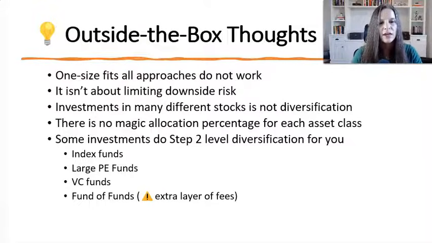Also, there is no magic allocation percentage. I know a lot of people want to know, what should I put in real estate? What should I put in stocks? What should I put in bonds? There is no magic number to that. A lot of it is different. Again, there's no one size fits all approach, but you just want to make good investments. I wouldn't want too much of a percentage of my net worth in one asset class as opposed to the other, but you can't just say 10% in real estate, 20% in stock market. That just makes no sense.